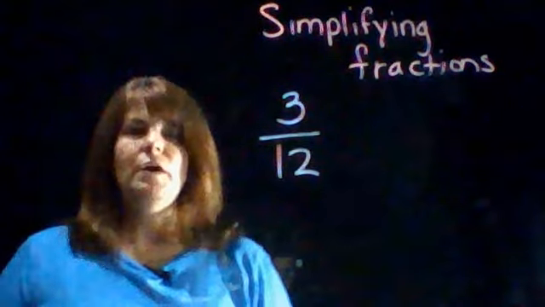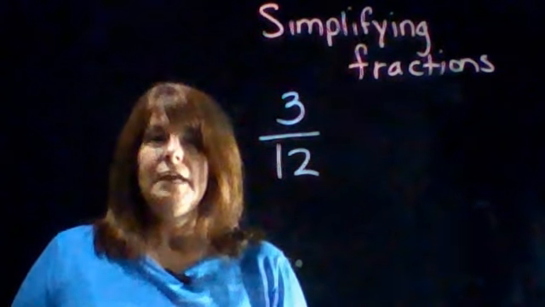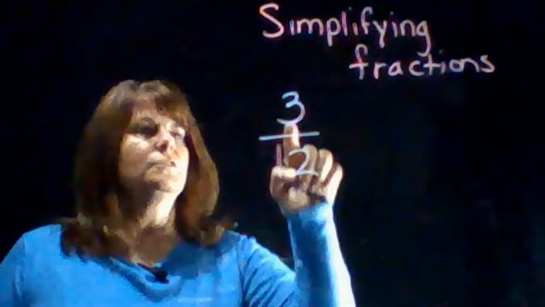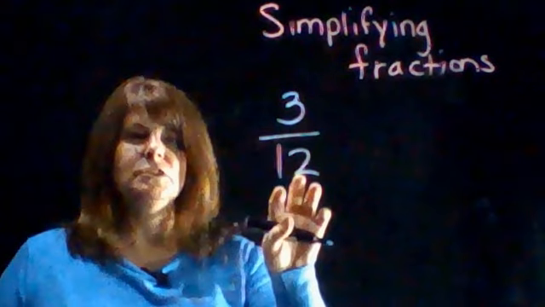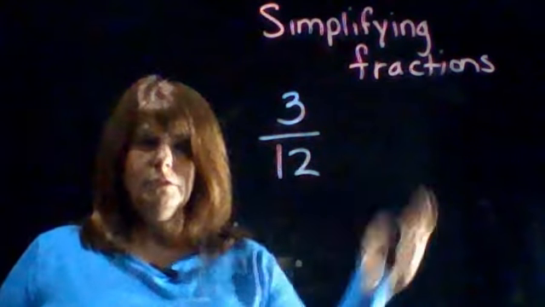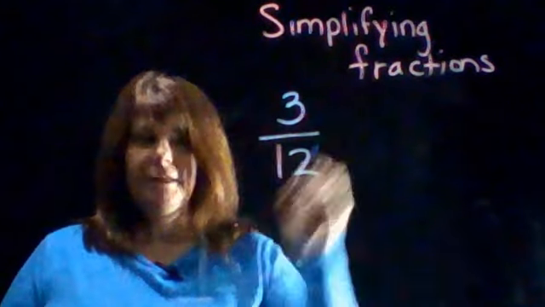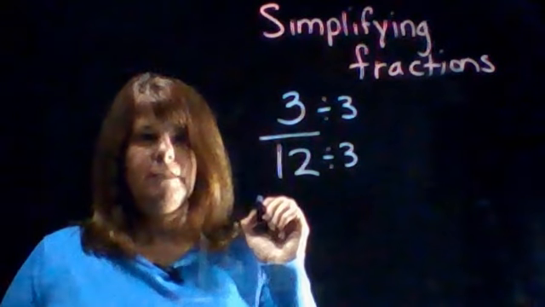Let's look at 3/12. So 2 cannot go into them because 3 does not end in a 2, 4, 6, 8, or 0. But 3 divided by 3 can be done. And if I add these two digits, 1 and 2 is 3, those can be divided by 3. So therefore, these are both divisible by 3. So I'm going to divide both numerator and denominator by 3.